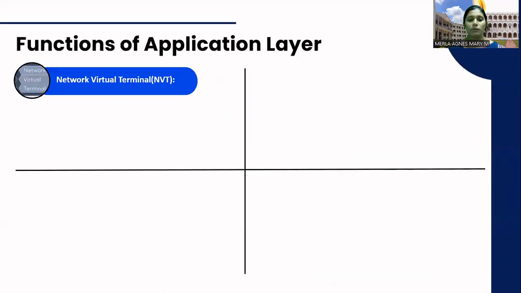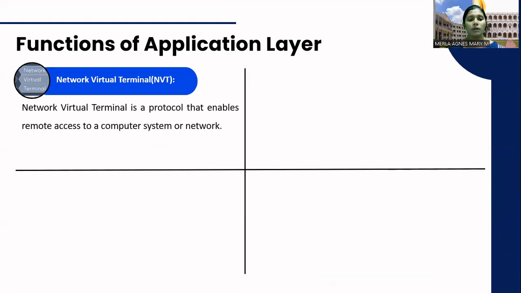So we have 4 different functions of the application layer. The first function is the NVT, that is Network Virtual Terminal. Network Virtual Terminal is a protocol that enables remote access to a computer system or network.